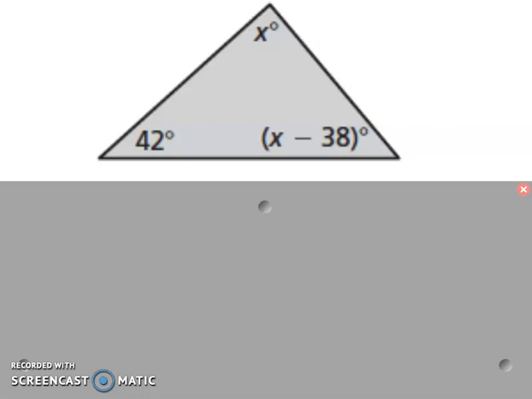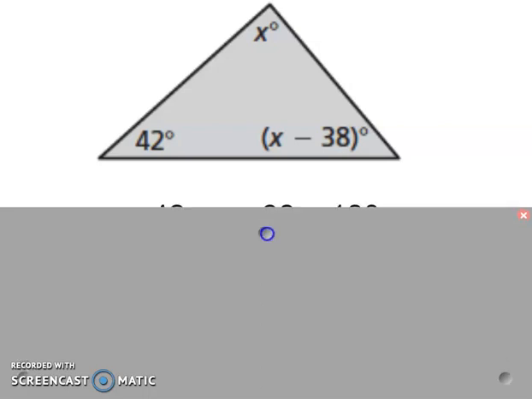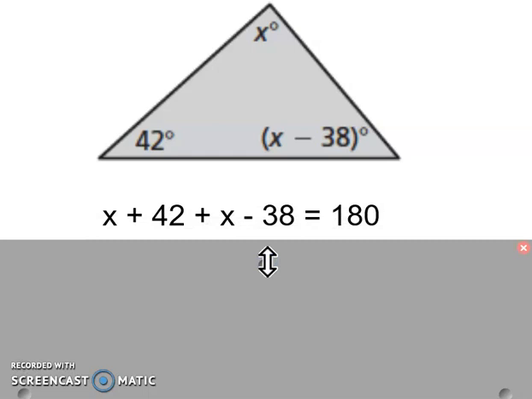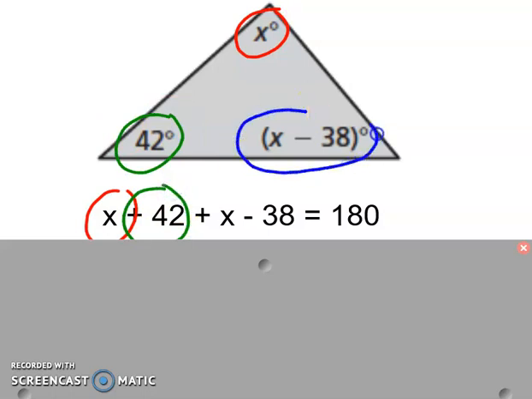So we know we have a triangle and we have three different angles that create the triangle. Well, using our knowledge of interior angles, we can set up an equation. Well, this x right here is this angle. This 42 is this angle. This x minus 38 is going to be this angle right here. Notice how we added all three angles together, and we know that the interior angles add up to 180 degrees, so we set it equal to 180, and now we just have a multi-step equation, which you've mastered.